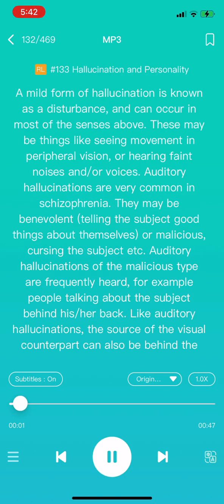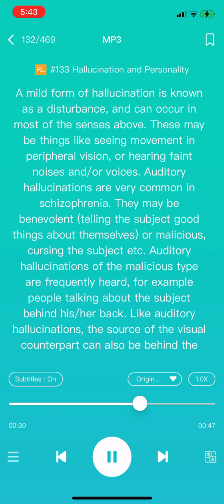A mild form of hallucination is known as a disturbance, and can occur in most of the senses above. These may be things like seeing movement in peripheral vision, or hearing faint noises and/or voices. Auditory hallucinations are very common in schizophrenia. They may be benevolent, telling the subject good things about themselves, or malicious, cursing the subject, etc. Auditory hallucinations of the malicious type are frequently heard, for example people talking about the subject behind his/her back.